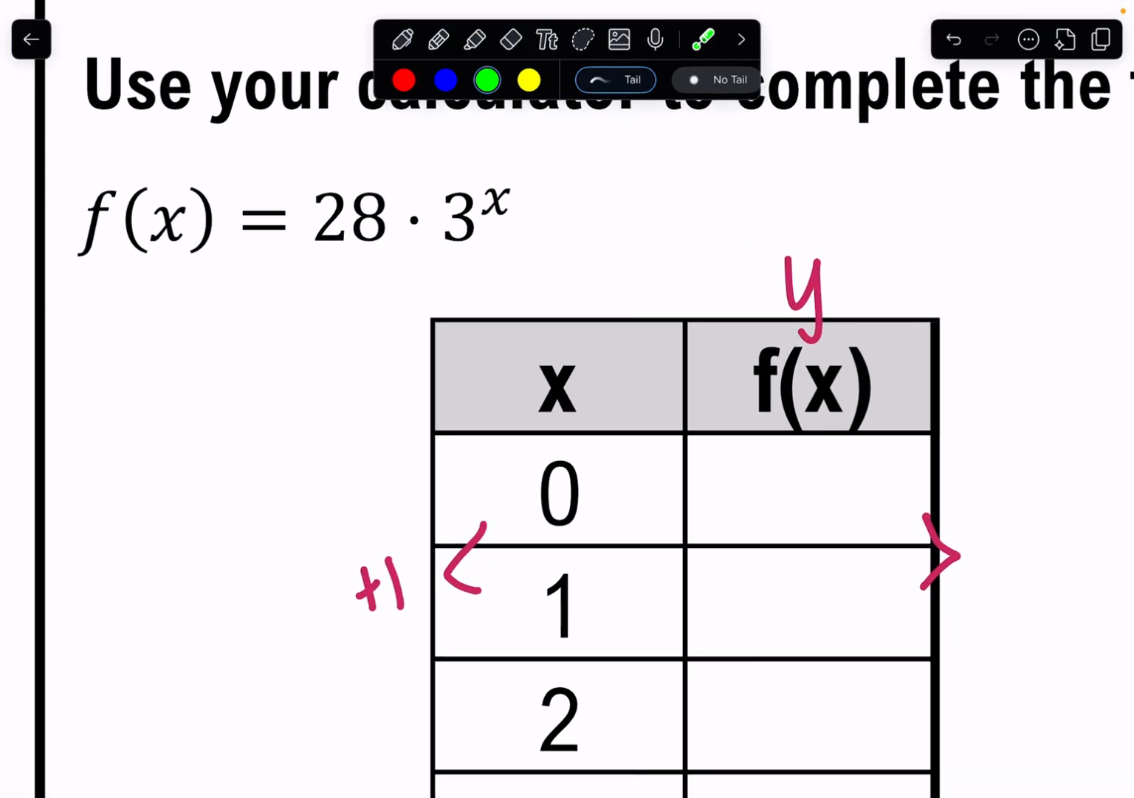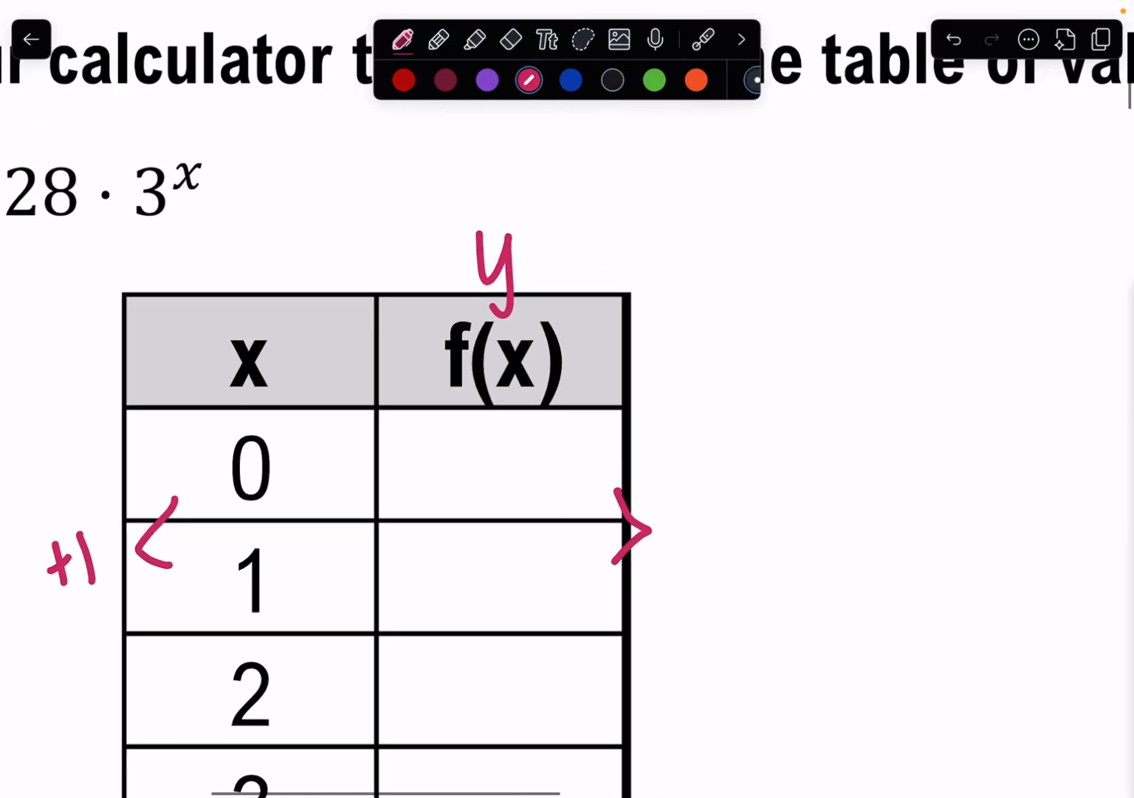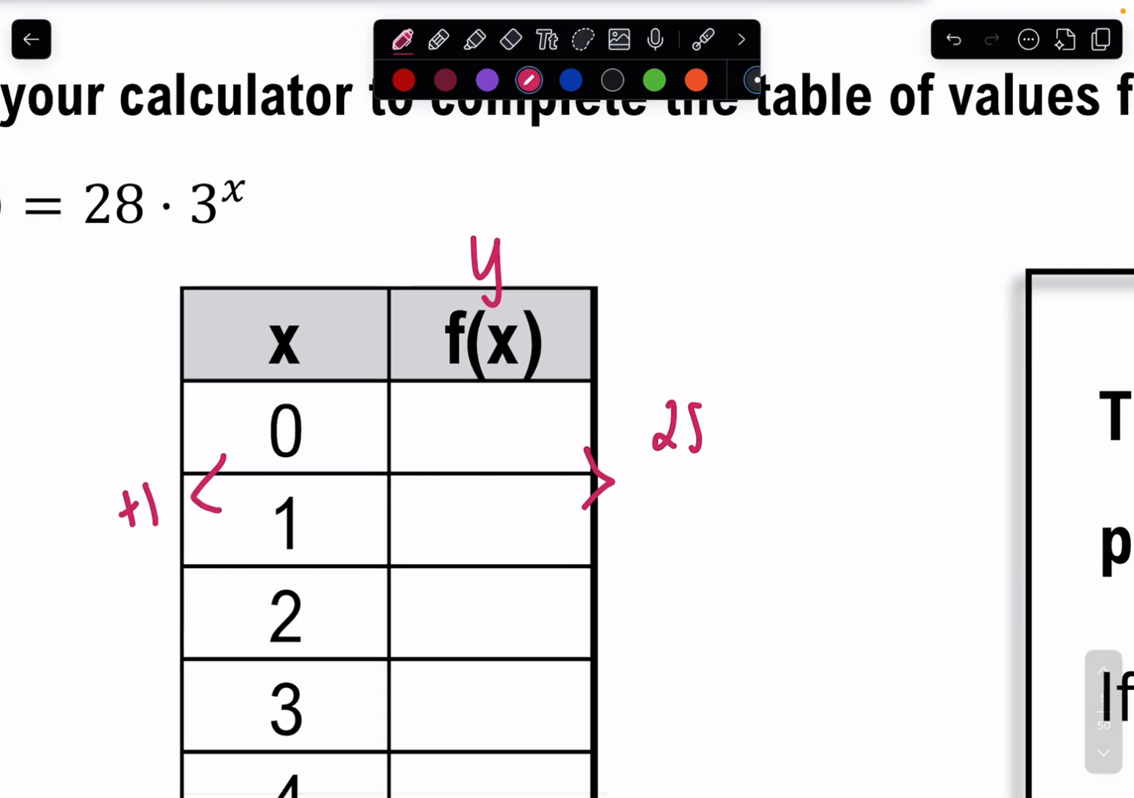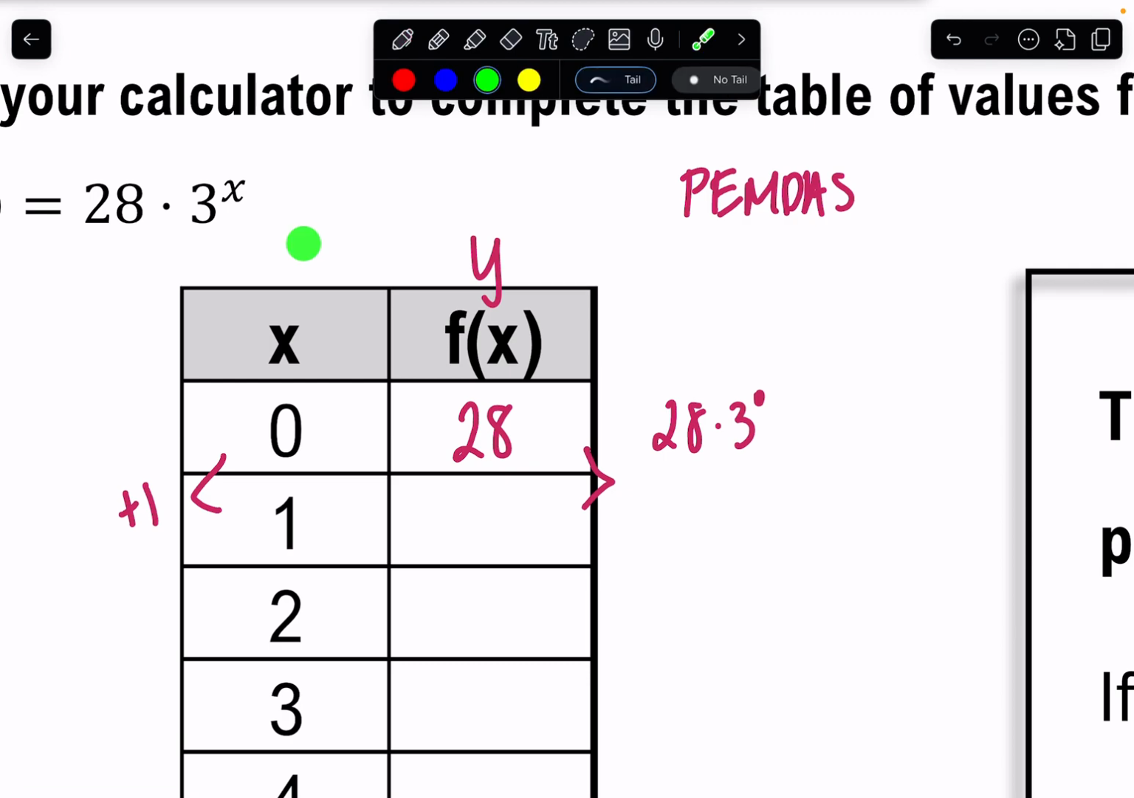So the first one should be pretty easy. If I plug into my calculator 28 times 3 to the 0 power, we know that anything to the 0 power is 1. And again, we follow PEMDAS, so I do exponents before I multiply. So 3 to the 0 power is 1, and 28 times 1 is just 28. Maybe that's proof to you why that's my y-intercept, because my y-intercept exists when I plug in 0 for x. By definition of my function, I'm raising it to a power, and anything to the 0 power is 1. So 1 times 28 just gives me 28.